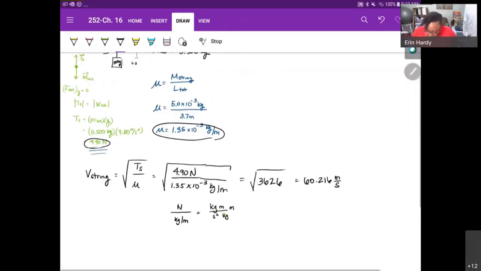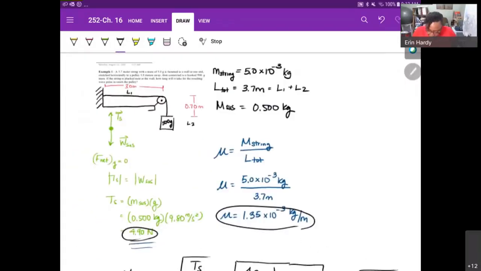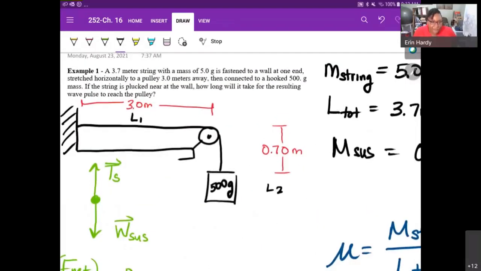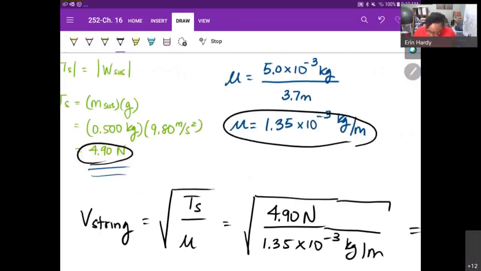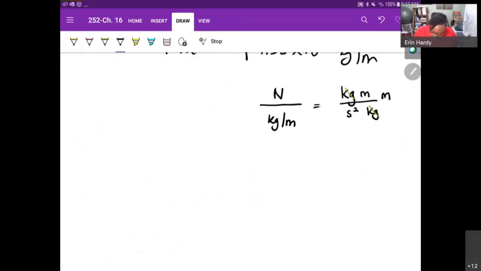So the question that we're trying to answer is not simply how fast does this wave propagate, but how long will it take for a pulse to travel from the wall to the pulley? So we're going to take that wave speed and connect it to this definition of speed from semester 1. So we have a distance that the pulse has to travel divided by a time interval. That time interval is what we're trying to actually figure out.